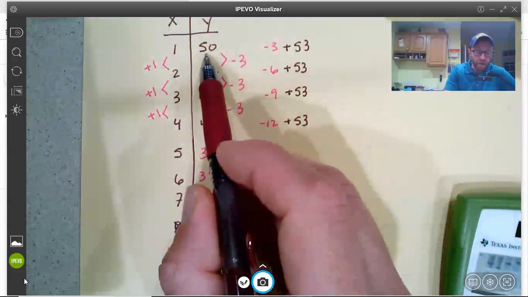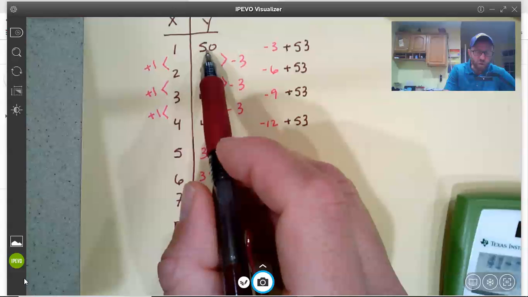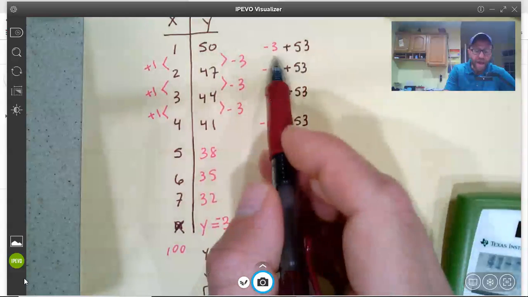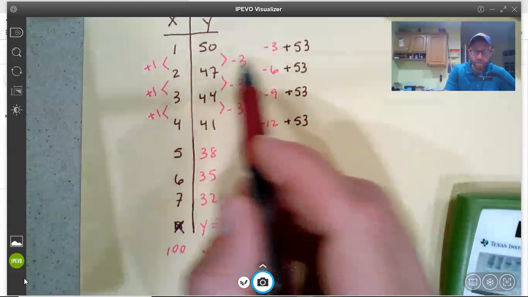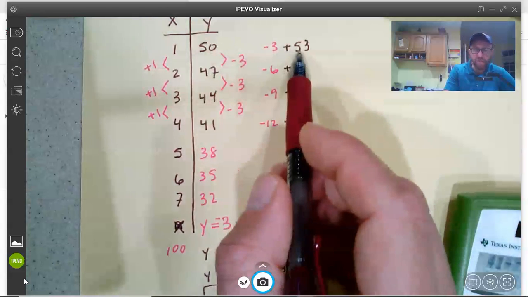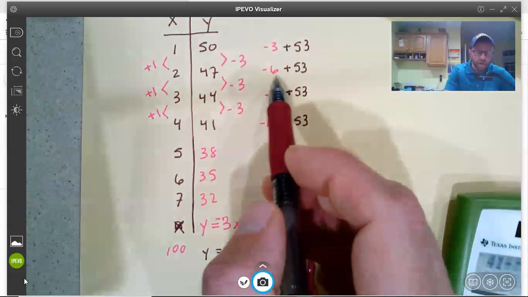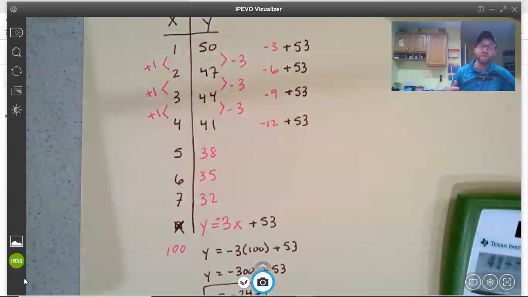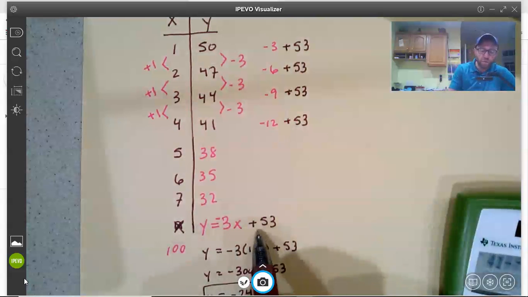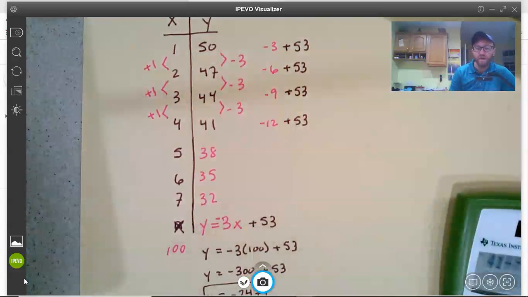We just check: if we have this and we want that, what do we have to add to it or subtract from it to get what we want? From -3 to 50 was +53. Then from -6 to 47, it's +53. We check the others, it's consistently +53. So our rule must involve a +53 at the end.